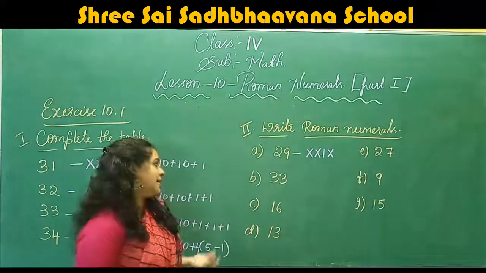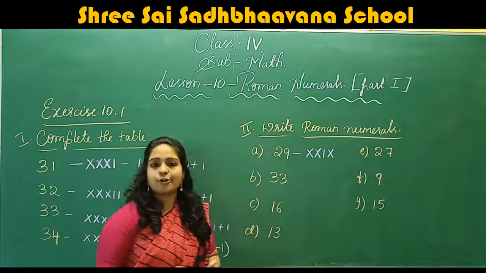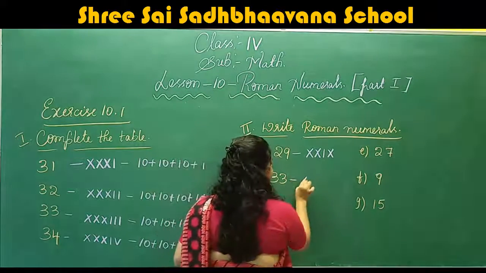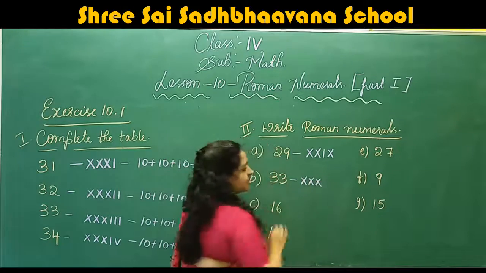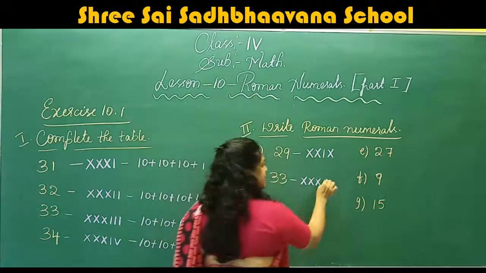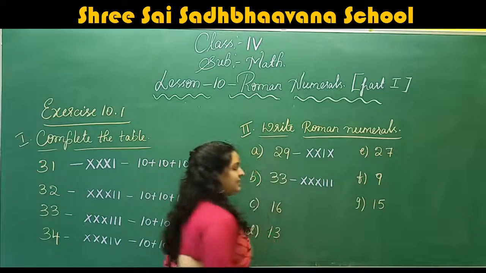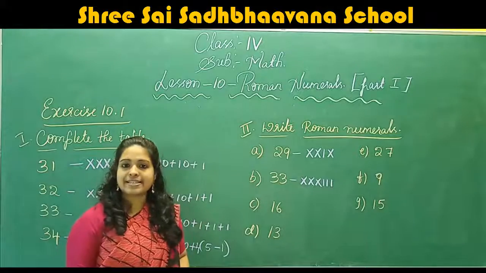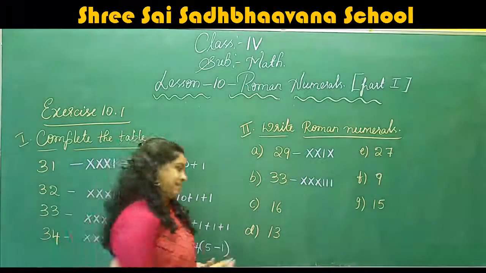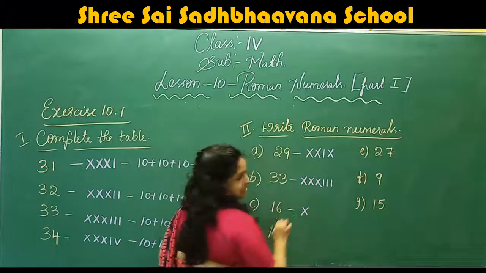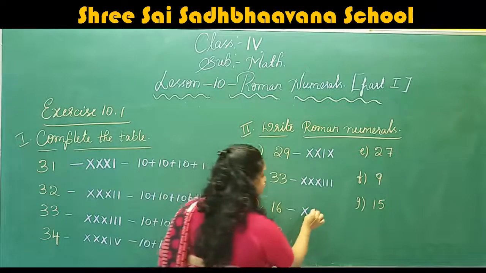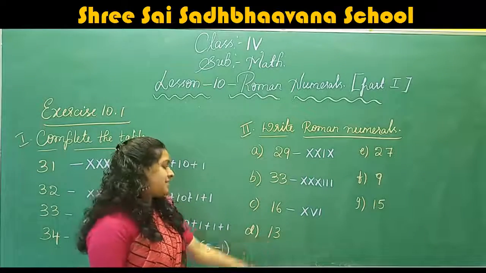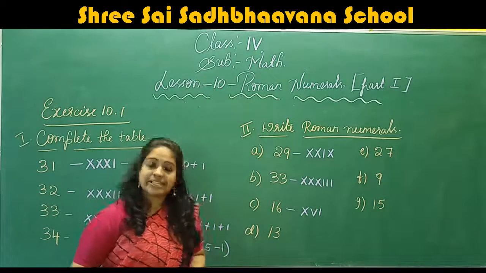29. Okay. Next, 33. How to write 33? 30 plus 3. Okay. 30. X makes you 30 and then 3. III. 33. Okay. Next, 16. How to write 16? 10 plus 6. So 10 is nothing but X. And 6. How to write 6? VI. 5 plus 1. Correct?